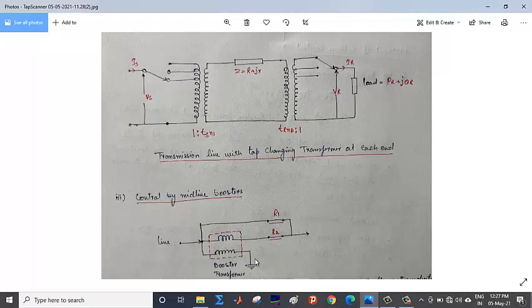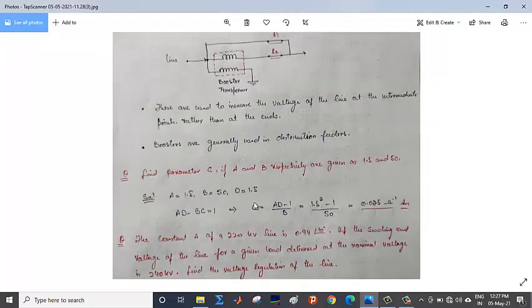So what the booster transformer will be doing: when a current passes through this, it increases the voltage of the line and it increases the voltage of the receiving end as well. The voltage drop will be reduced. When the current reduces, the voltage drop will also reduce. This booster transformer is a type of regulator. It increases the voltage when load increases. It decreases the voltage when load decreases. That's why it has that type of advantage.